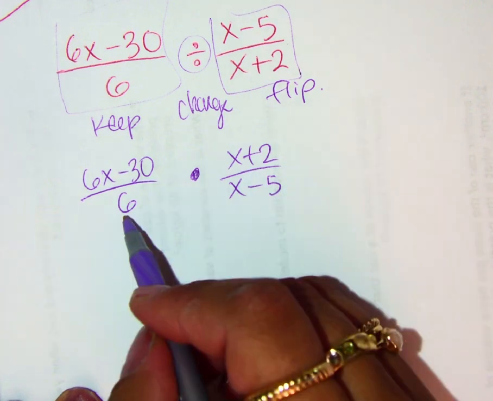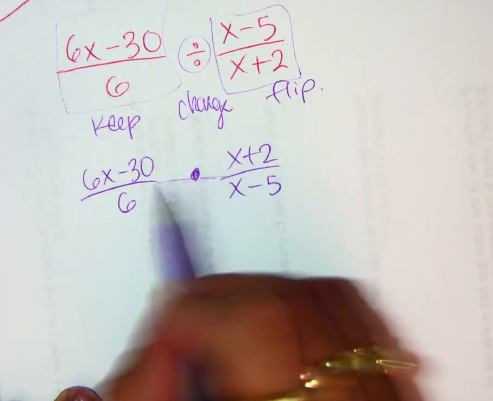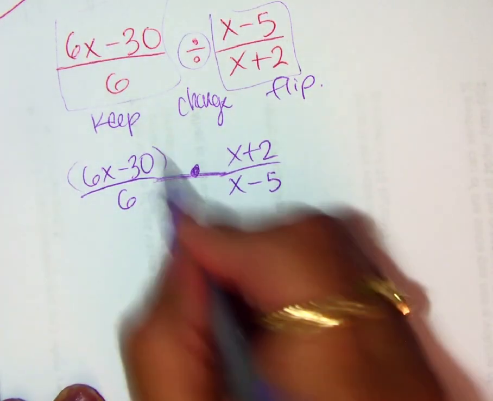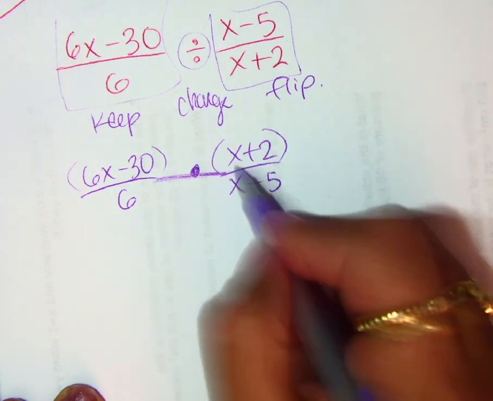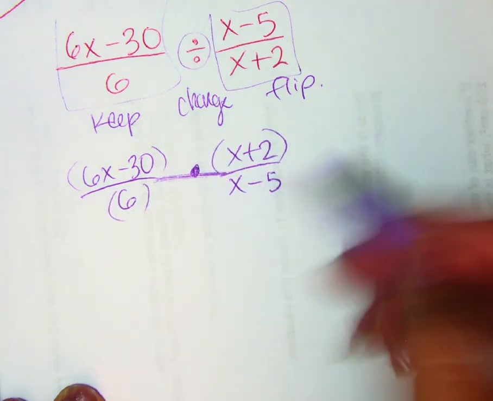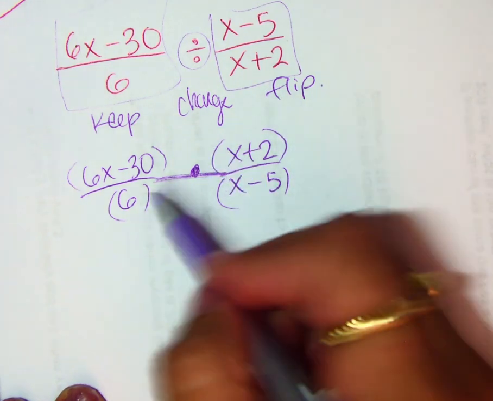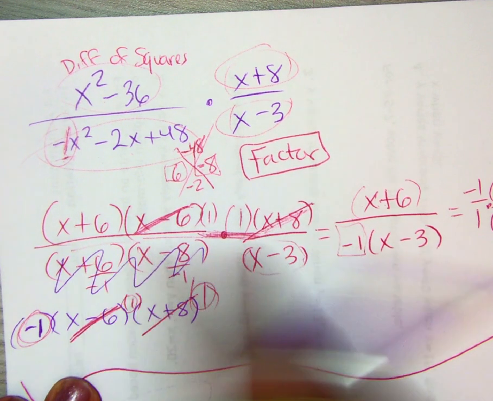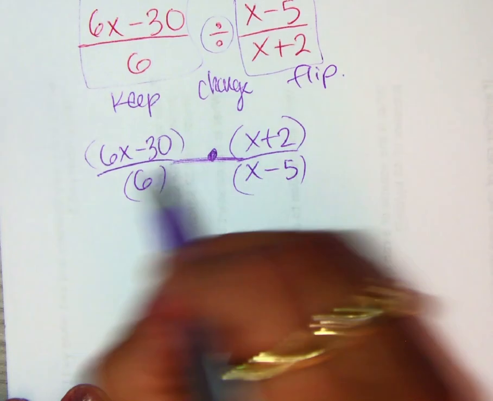Now we do what we did in the previous example, which is to multiply straight across. So imagine this merges. So you're going to have 6x minus 30, x plus 2, 6 at the bottom, and x minus 5. As I'm looking at this, remember that this had to be factored first before multiplying. So we have to factor first before multiplying.